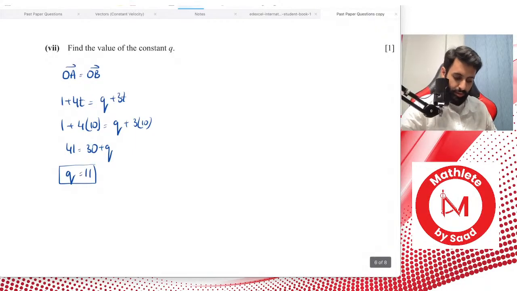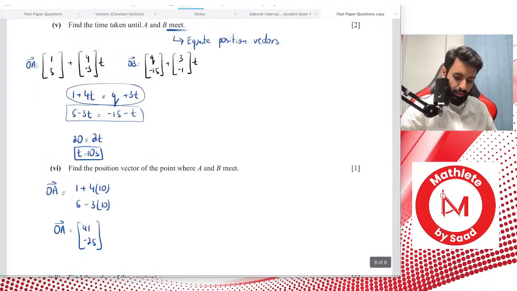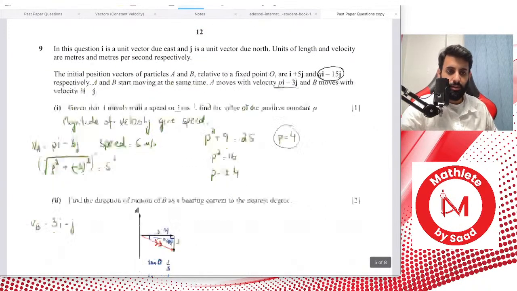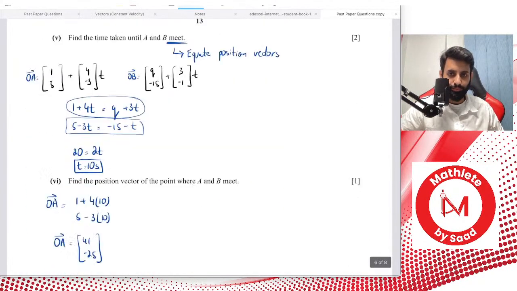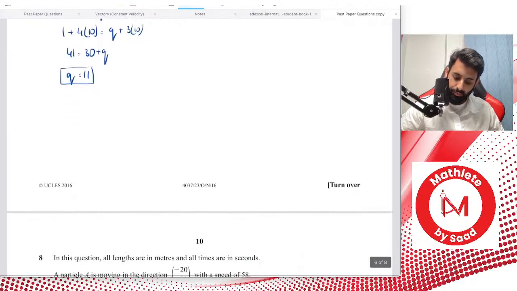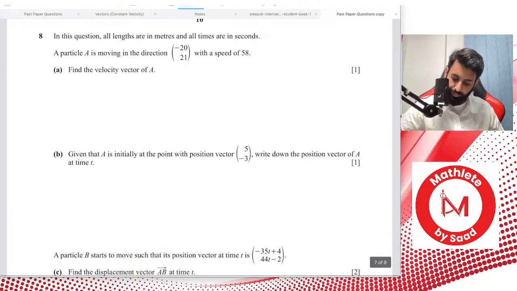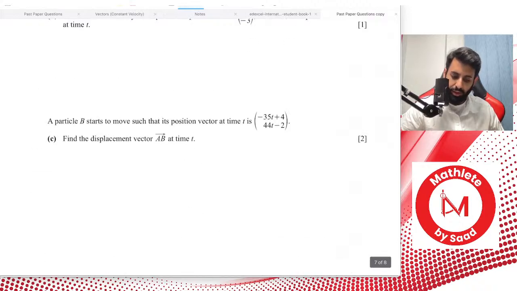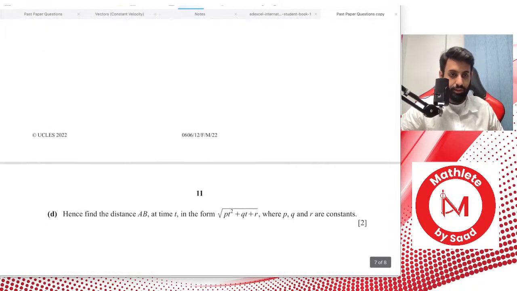So how many marks was this question worth? 1, 2, 3, 4, 5, 6, 7, 8, 9. So 9 marks. That's a pretty good deal. I'm going to skip this question here because it's similar to the first question that I solved.